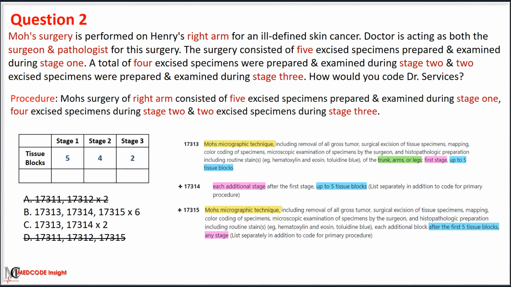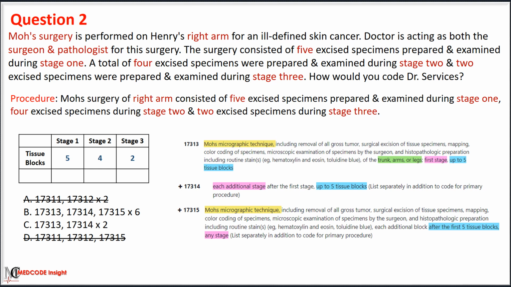After eliminating option A and D based on the anatomic site, we also eliminate option B because in all stages of the Mohs surgery performed, no single stage has more than 5 blocks. Therefore, we don't need to code 17350 for any additional blocks.